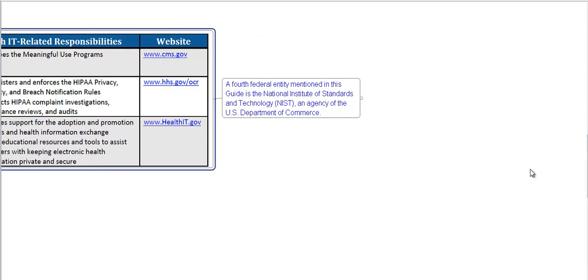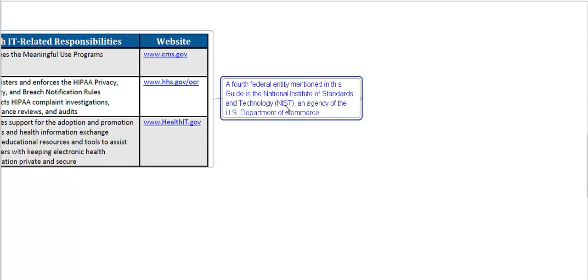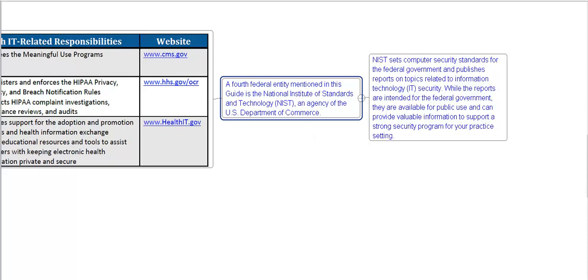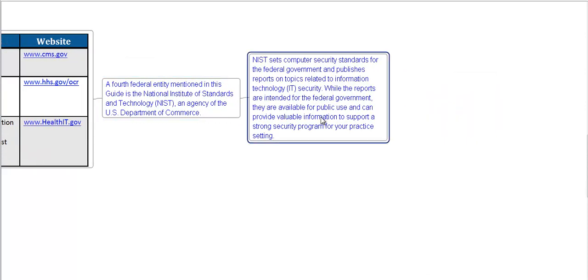A fourth federal entity mentioned in this guide is the National Institute of Standards and Technology, NIST, an agency of the U.S. Department of Commerce. NIST sets computer security standards for the federal government and publishes reports on topics related to information technology security. While the reports are intended for the federal government, they are available for public use and can provide valuable information to support a strong security program for your practice settings.